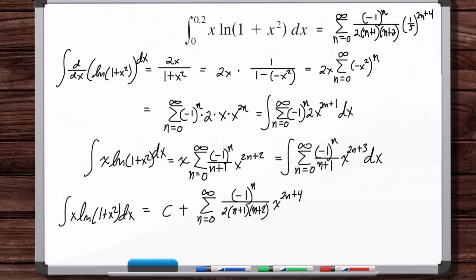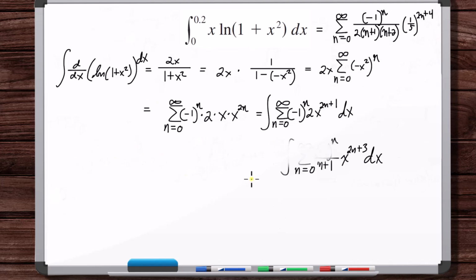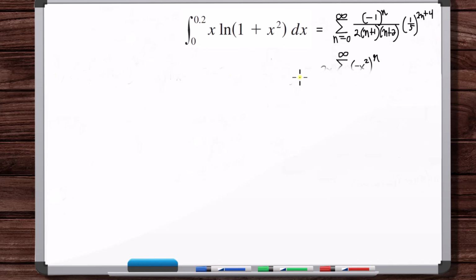Pretty cool, right? But the question wants us to, so yeah, we solved that. That's the solution, the exact solution. But it wants us to now estimate this correct to 6 decimal places. So how do we do that?